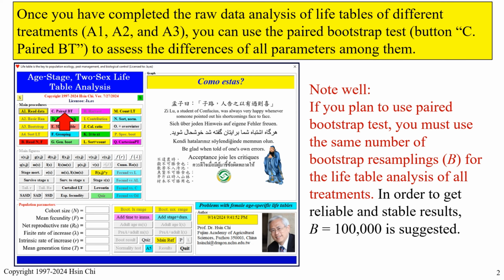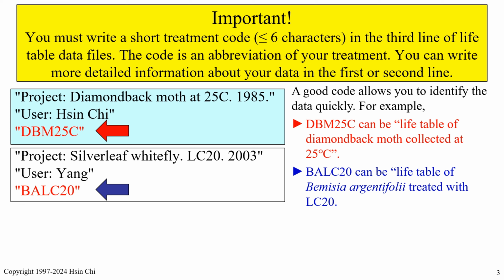For example, DBM25C can be the life table of diamondback moth collected at 25 degrees Celsius. BALC20 can be the life table of Bemisia argentifolii treated with LC20. PM28C can be used to represent the life table of Pseudococcus marginatus collected at 28 degrees Celsius.